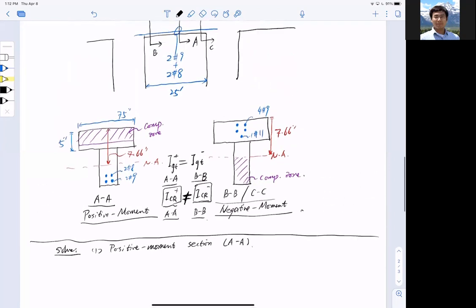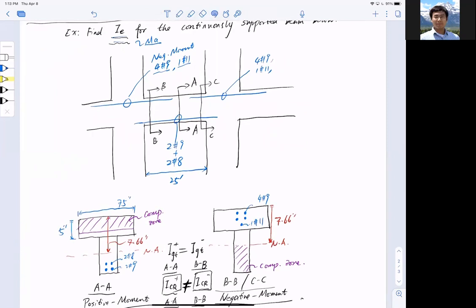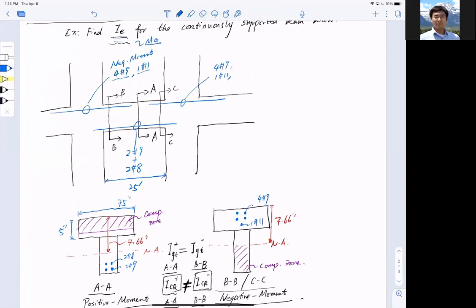And I apologize, I forgot to draw the moment diagram. If I want to do the IE, I also need to know the MA, which is the applied moment at different sections. So I'm just going to draw it here, and you can draw it in your notes on the next page. This is the column center line here, column center line here, and the solid line in the middle is the beam. I already know the moment distribution will look like this.